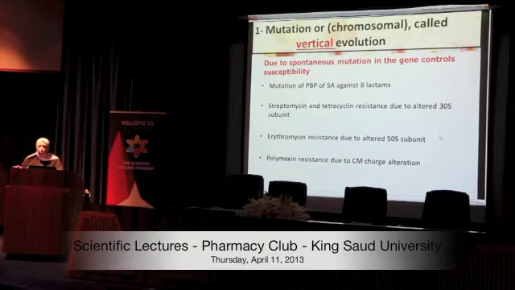Mutation, or chromosomal, vertical evolution, usually happens spontaneously by time. It is a gene sequence change. This mutation may change the target, such as penicillin binding proteins in the case of Staph aureus. Streptomycin and tetracycline resistance alters the target receptor on the 30S. Erythromycin resistance alters the 50S subunit, while polymyxin resistance is due to cell membrane charge alteration.